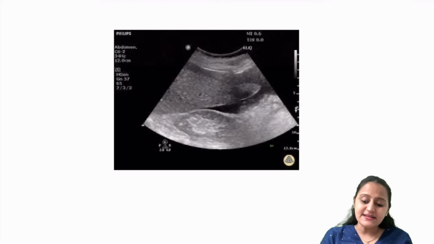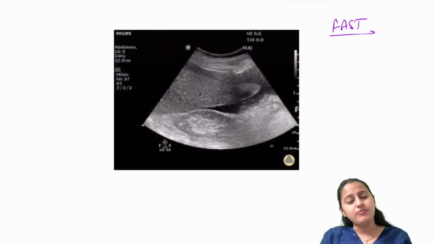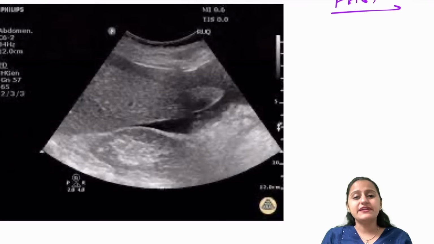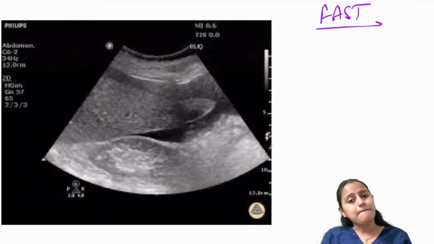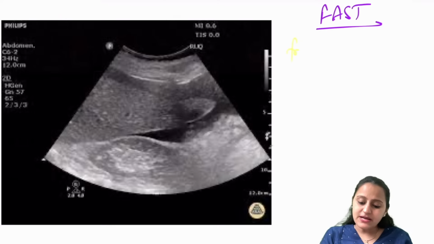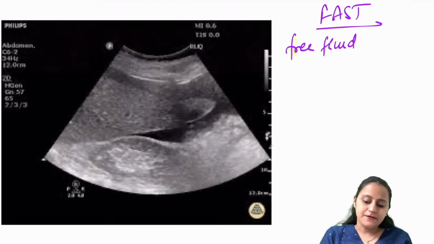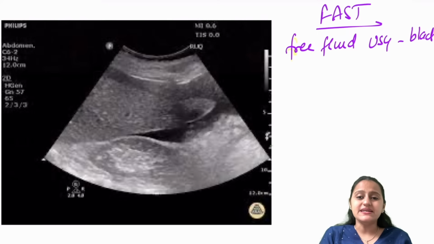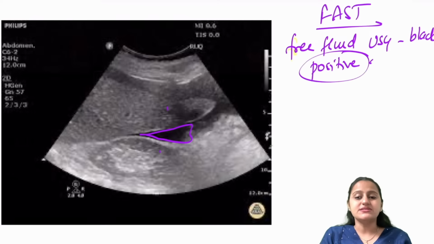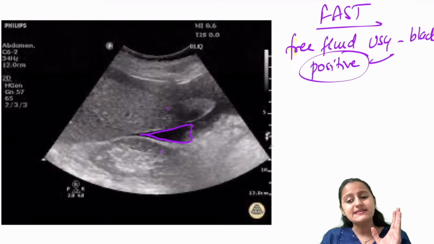Next one, this is FAST that has been done in a patient of trauma, focused assessment sonography for trauma. Is this FAST positive or FAST negative? How do you identify it? Basically by looking at the free fluid. And how does free fluid appear on USG? Free fluid on USG is black. So you can see this black fluid which has accumulated between the liver and the kidney. So this is FAST positive. That tells you that there is some bleeding going on from somewhere and that is why the fluid has accumulated.